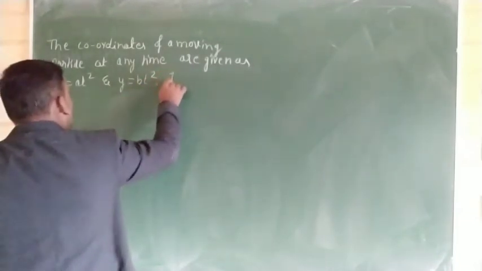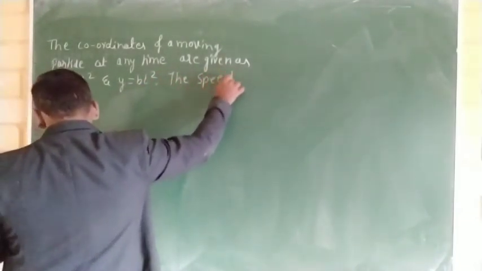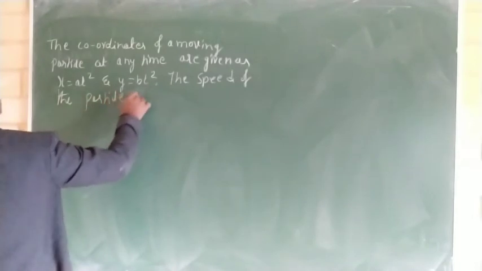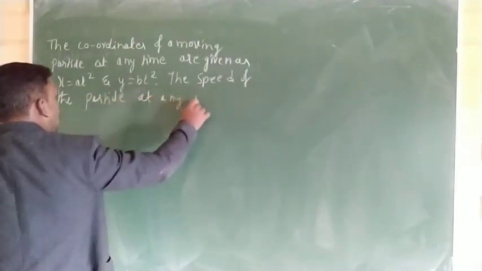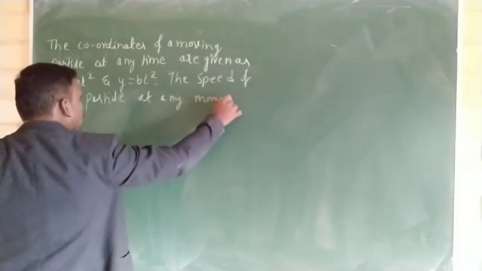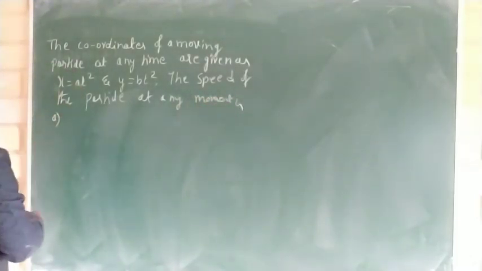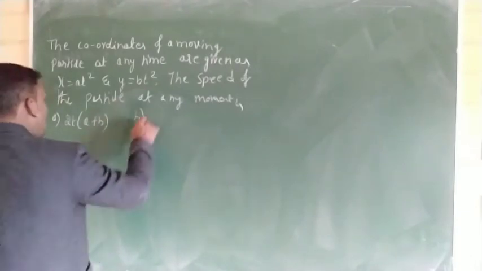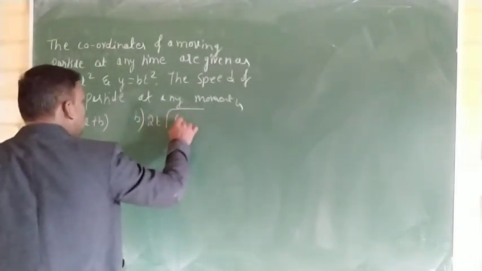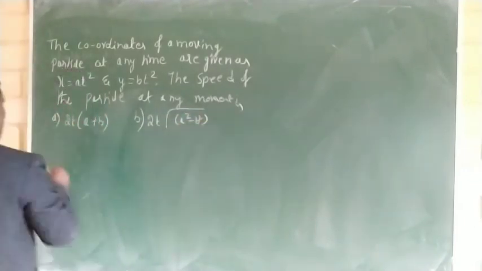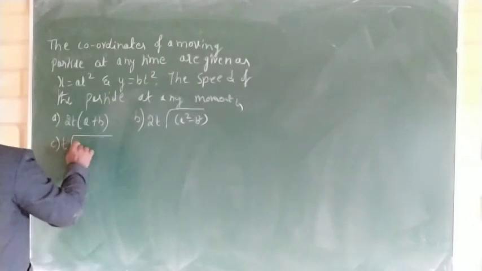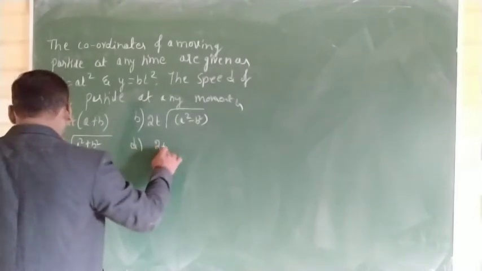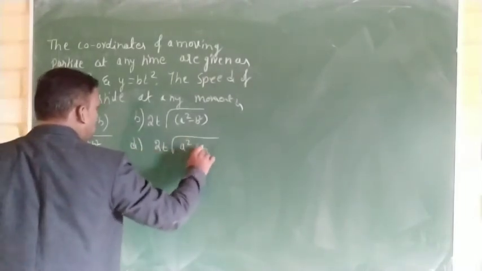The speed of the particle at any moment is: option A, 2t into a plus b; option B, 2t square root of a square minus b square; option C, t square root of a square plus b square; option D, 2t square root of a square plus b square.